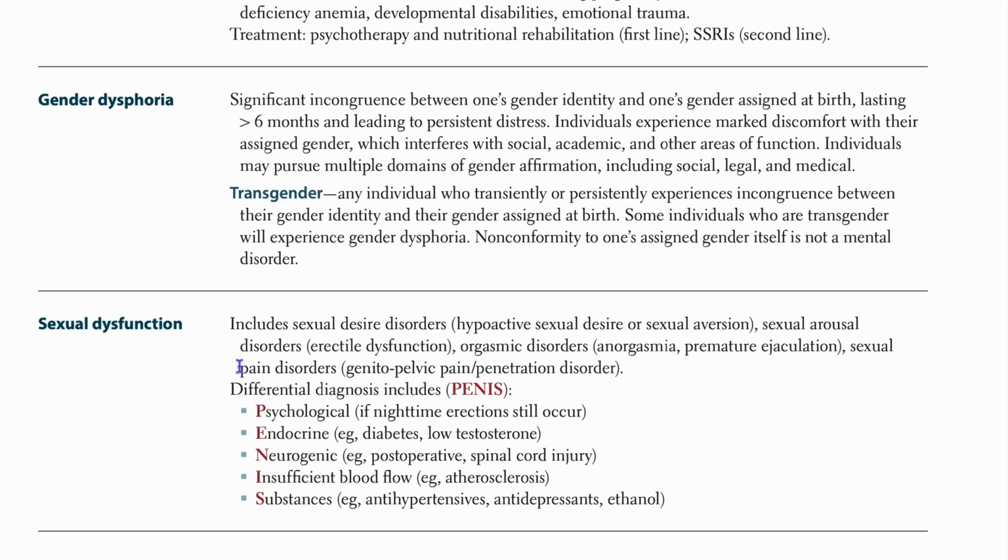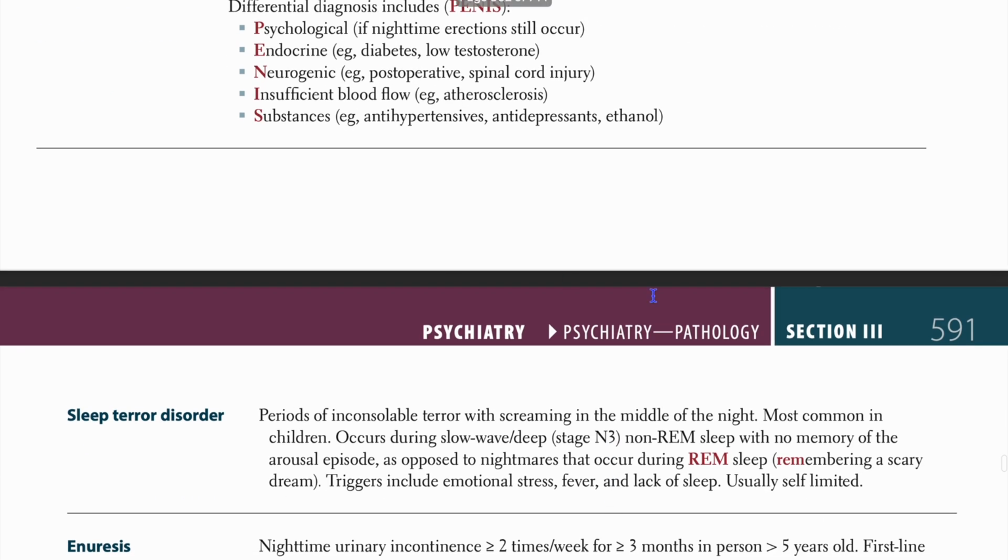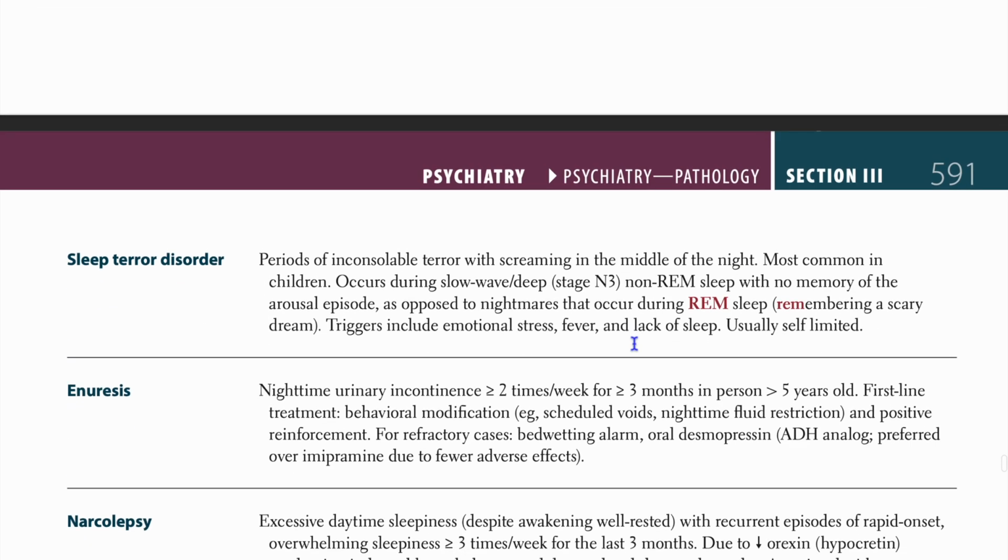Okay, so sexual dysfunction is psychological. It could be endocrine, for example, diabetes or low testosterone. It could be neurogenic, for example, post-operative or spinal cord injury. It could be because of insufficient blood flow, for example, atherosclerosis, or it could be because of substances, for example, antihypertensives, antidepressants, and ethanol. Okay, and you need to know which ones are causing this and which ones don't. And that's given in First Aid Psych. Okay, we'll do it there.